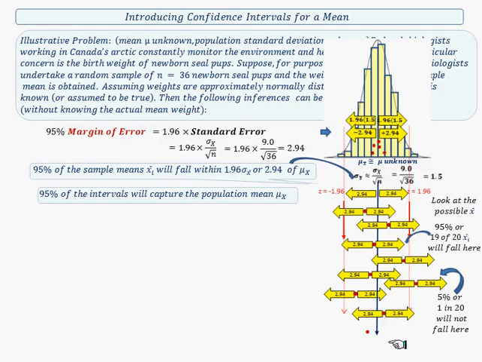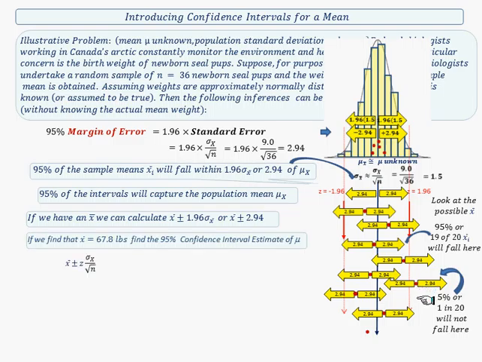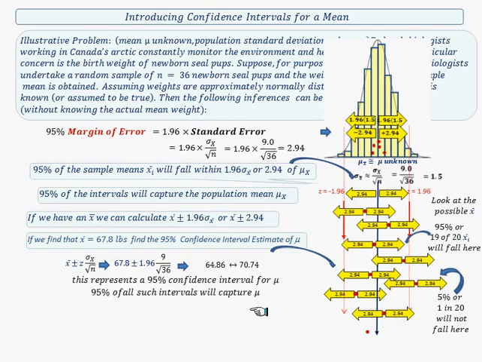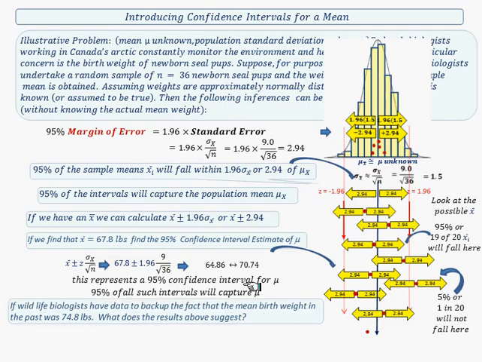Now you'll note that 95% of these intervals will capture the true population mean, which we still don't know. One on average will not, and that's this one here. And therefore, if we knew an x bar, 67.8 pounds, the confidence interval estimate becomes, in this case, 67.8 plus or minus 1.96 times 9 over square root of 36. And that gives us this confidence interval. And 95% of all such confidence intervals will capture the true population mean.